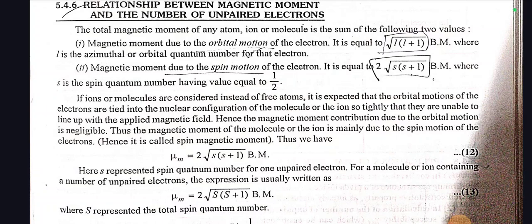Magnetic moment due to spin motion of the electron is equal to root 4s(s plus 1) BM, where s is the spin quantum number having the value of 1 upon 2.